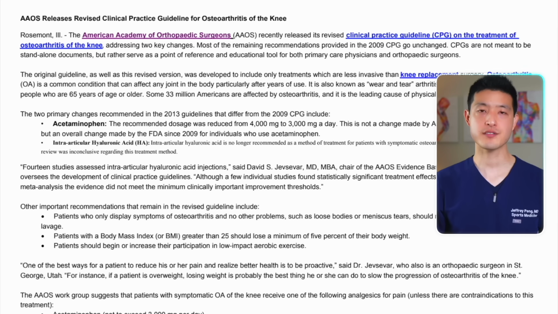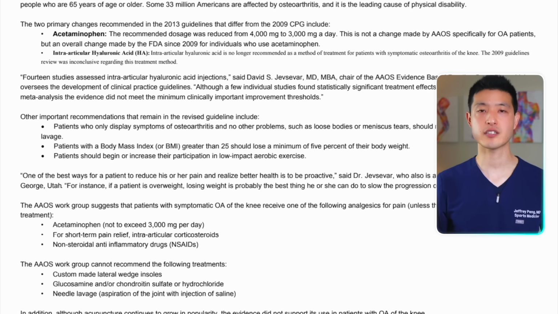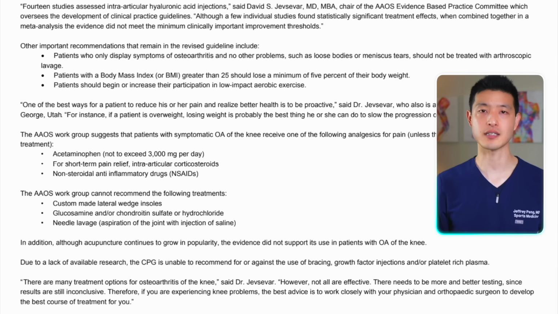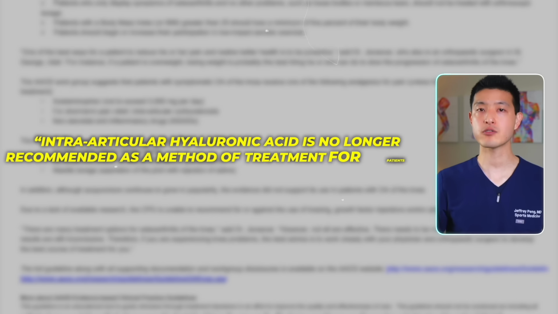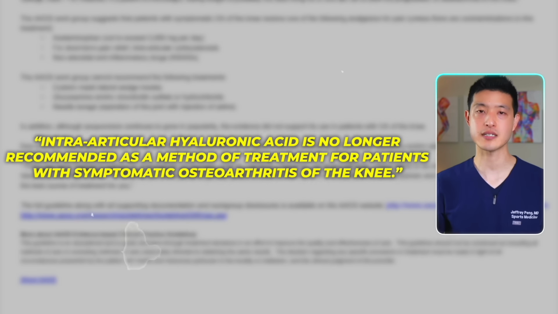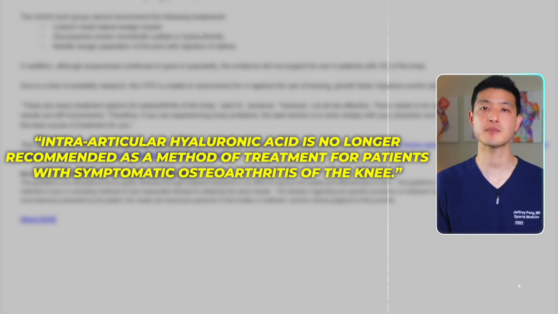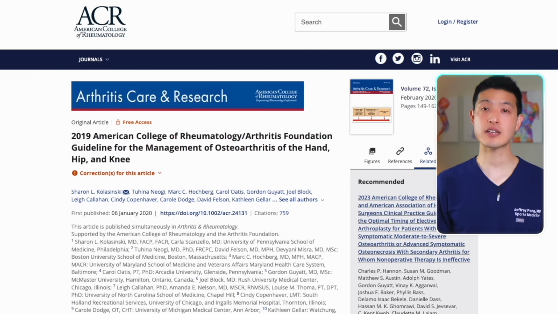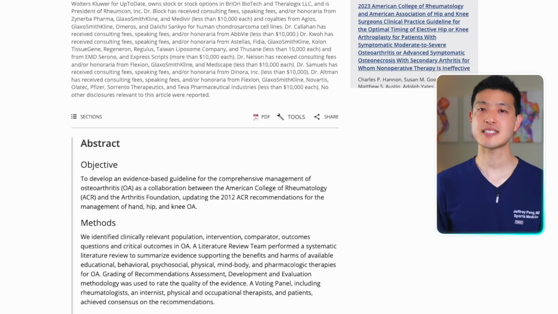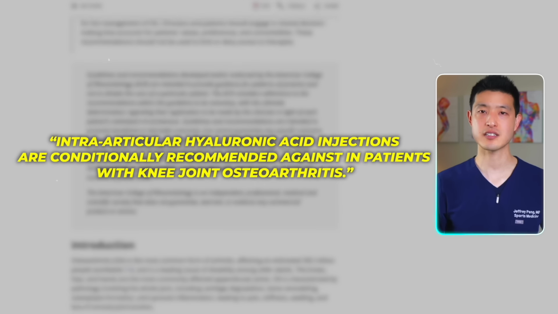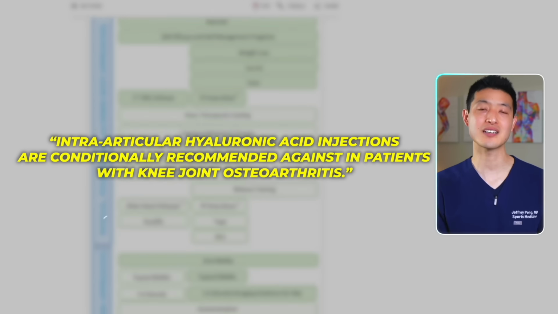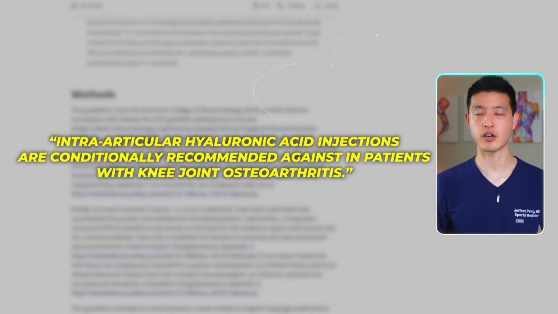Now, I want to point out that there is a lot of controversy surrounding the effectiveness of hyaluronic acid injections. For example, in 2013, the American Academy of Orthopedic Surgery put out a clinical practice guideline that states intra-articular hyaluronic acid is no longer recommended as a method of treatment for patients with symptomatic osteoarthritis of the knee. In 2019, the American College of Rheumatology put out their practice guideline that stated intra-articular hyaluronic acid injections are conditionally recommended against in patients with knee joint osteoarthritis.